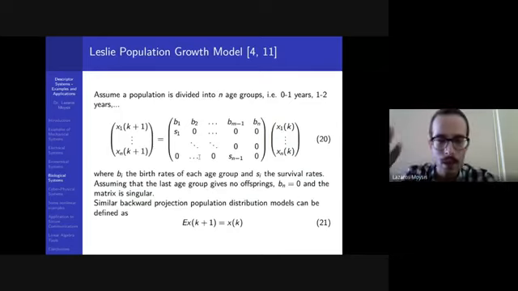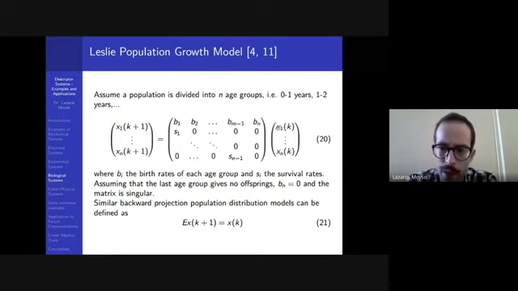For example, in this Leslie population model, here we have a sort of state for the system that signifies the population divided into age groups. So, let's say the first age group is 0 to 1 years, the second age group is 1 to 2 years, 2 to 4, and it goes on and on.